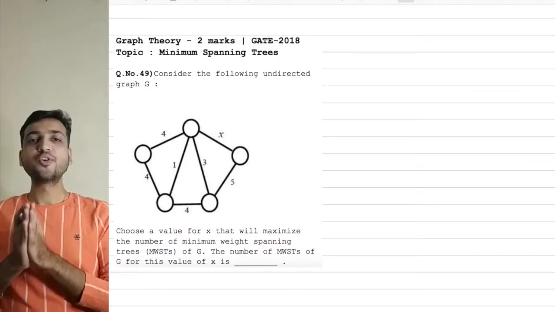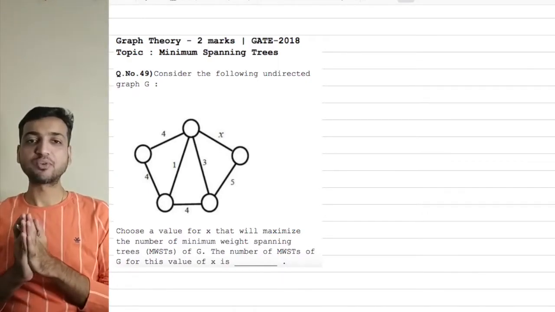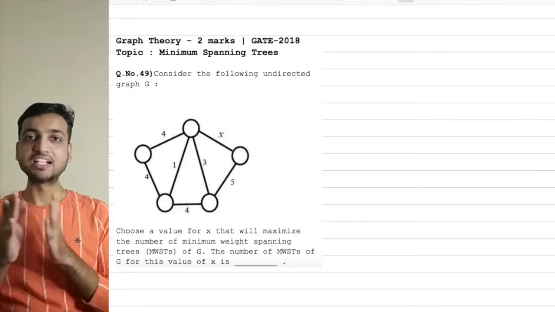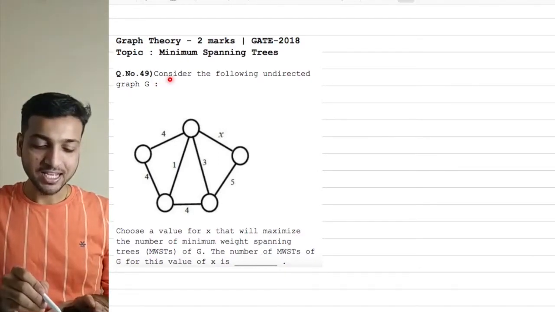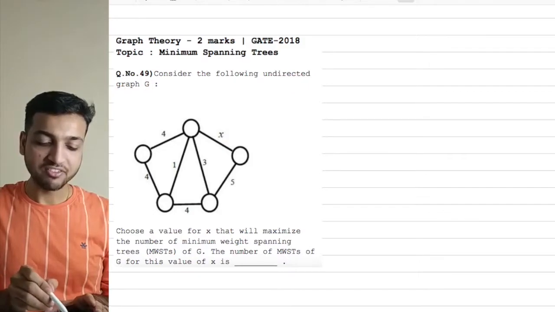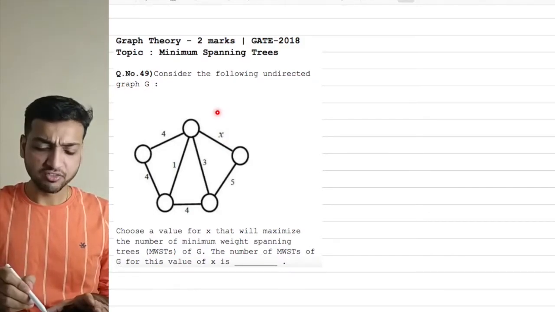So in this video, we're going to see a graph theory question of 2 marks from the year GATE 2018, and it's based on the topic of minimum spanning tree. So let's see what the question is. Consider the following undirected graph G. So we are given an undirected graph G here.